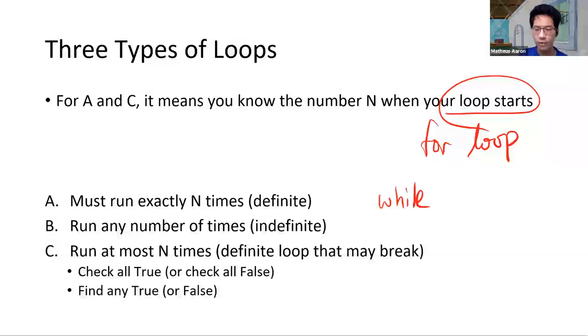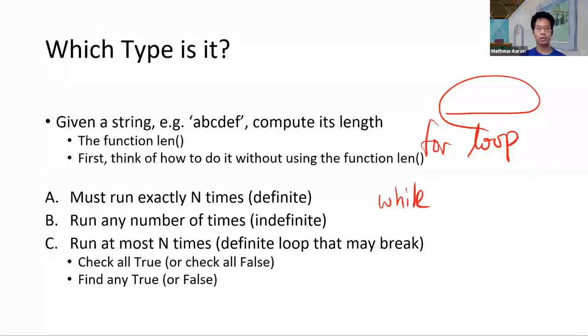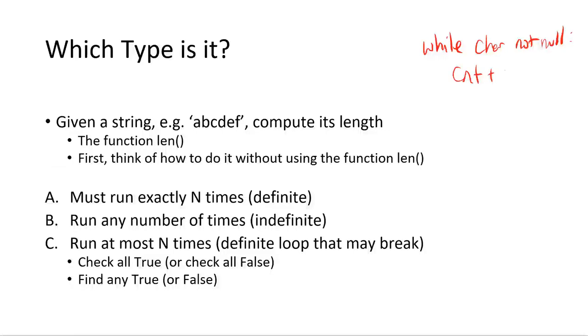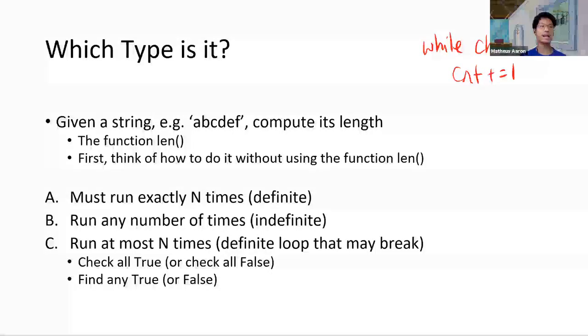As I think Oliver mentioned, when we check a string, we need to keep on checking whether it's null or not. That's the function of a while loop. While a character is not null, then you keep on counting. I mean nine, because it's in Python. So, not null.